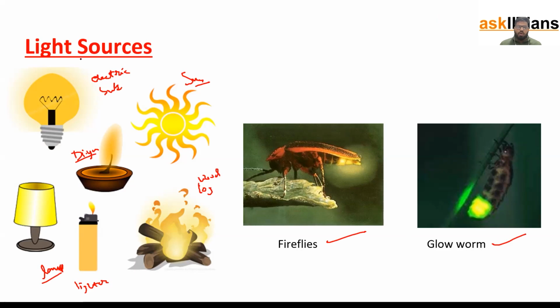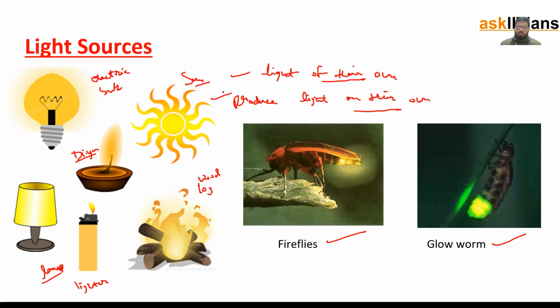You will observe that all these light sources have light of their own. Or you can say they produce light on their own. So those types of objects which have their own light or which produce light on their own are known as luminous objects. So what are luminous objects? Those that have light of their own.